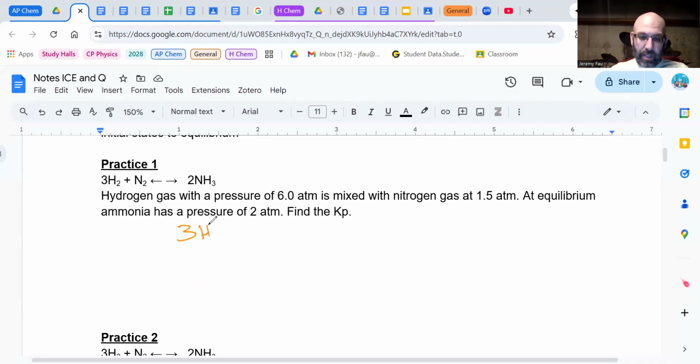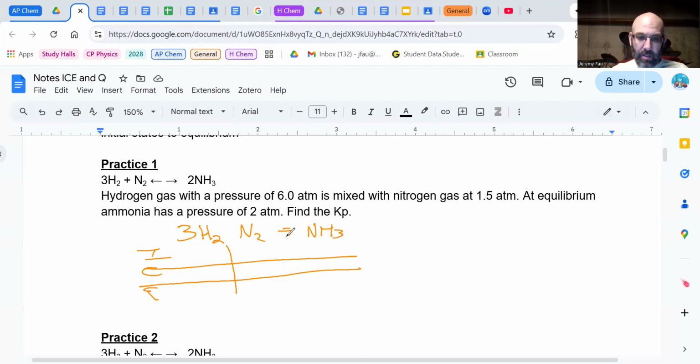3H2 plus N2 arrow 2NH3, and then I, C, E. Okay, so we know that at the very beginning this value is 6. We know this value is 1.5. We know this is 0. And we know at equilibrium, this is 2.